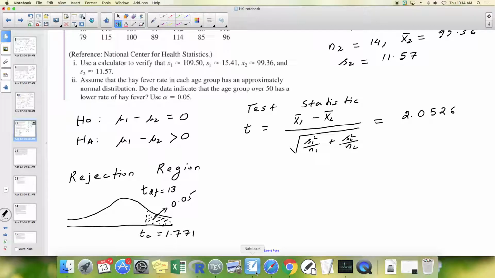Okay. And when do you reject? If T bigger than TC equals 1.771, then reject H0. So our T is 2.0526, which is obviously bigger than 1.771. So we reject H naught.